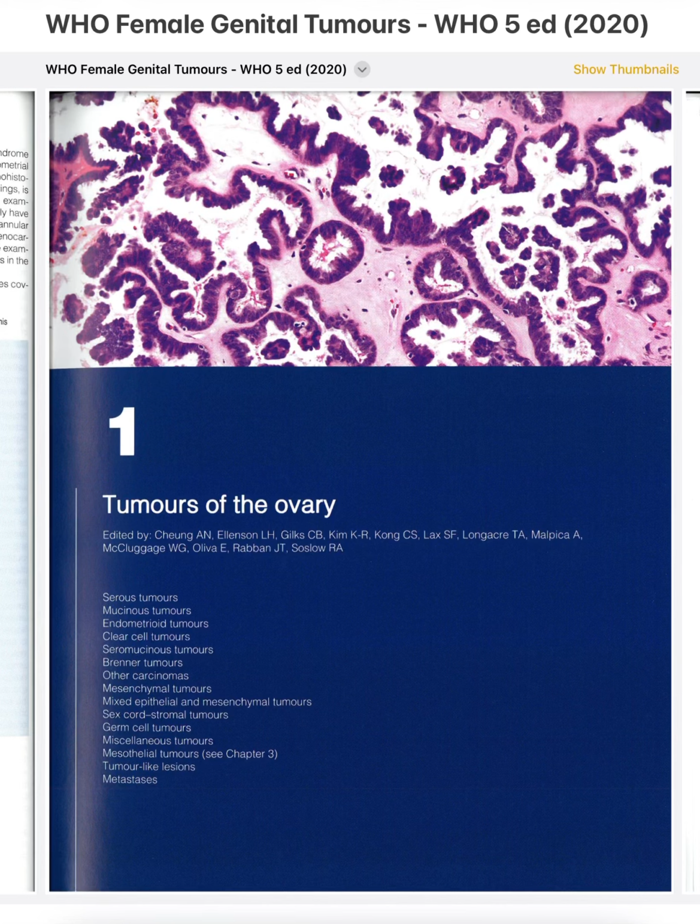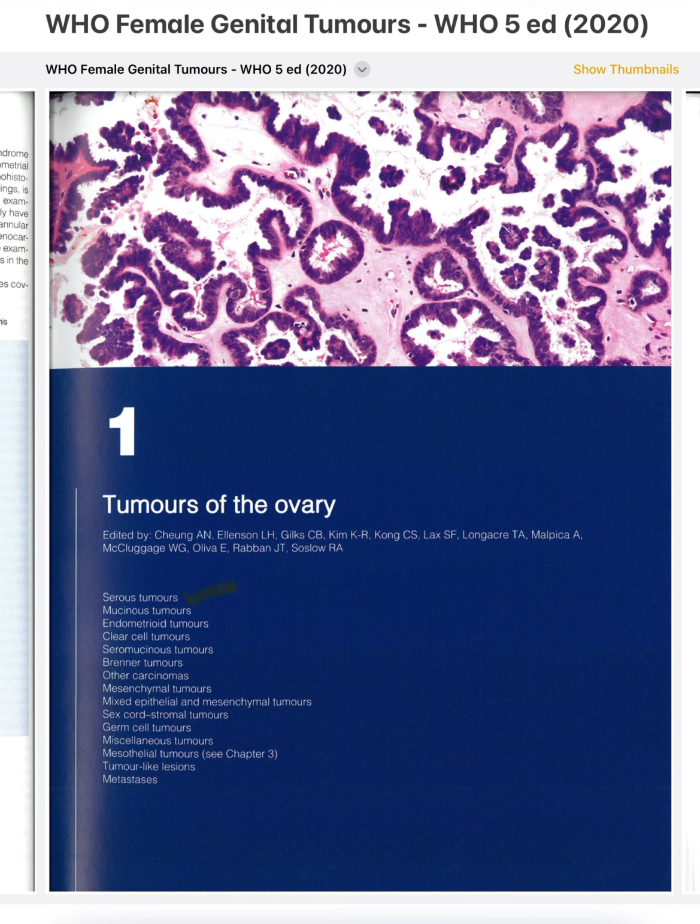Hey everyone, let's talk about tumors of the ovary. This is WHO Female Genital Tumours 5th edition. So, tumors of ovary can be epithelial tumors, then we have germ cell tumors, sex cord stromal tumors, and mesenchymal tumors, and other mesothelial and miscellaneous tumors.